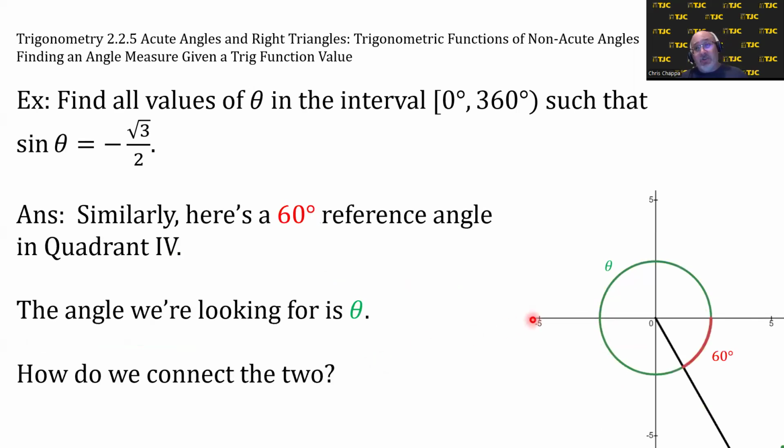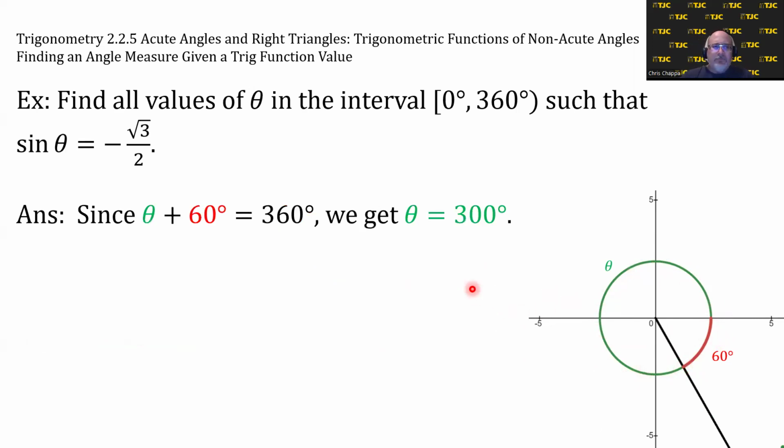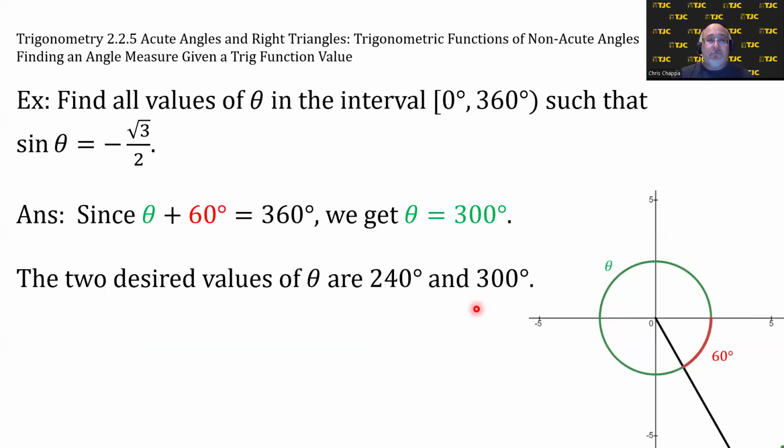Similarly, because we also had a solution in quadrant 4, here's a 60-degree reference angle in quadrant 4, but the angle we're looking for, measured from standard position, is the green one, theta. So how do these two connect, the green and the red? Well, they make a complete circle. And so since the green theta plus the red 60 equals 360 degrees, we subtract 60 degrees from both sides and get theta equals 300 degrees. The two desired values of theta are 240 degrees and 300 degrees.